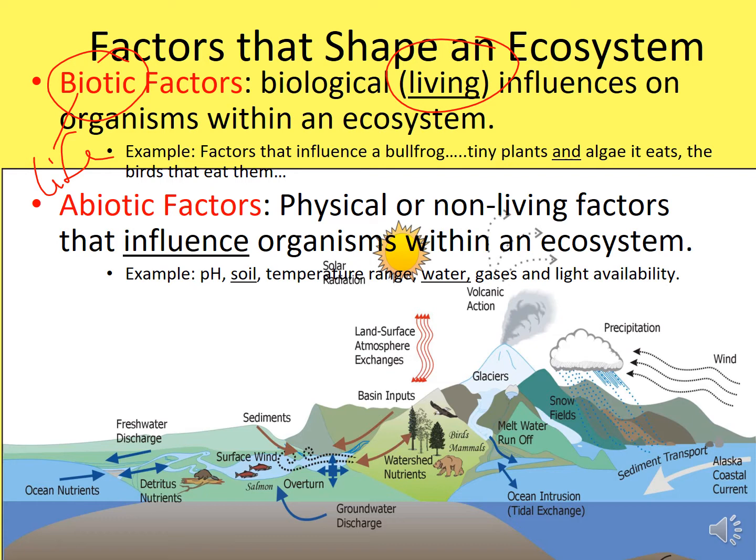Dogs are living. Okay. Now abiotic, the A cancels out the life. So this means no life or without life. Physical or non-living factors that influence organisms within the ecosystem. So pH, soil, temperature, the gases, the sun, that is not life. It just helps us have life.